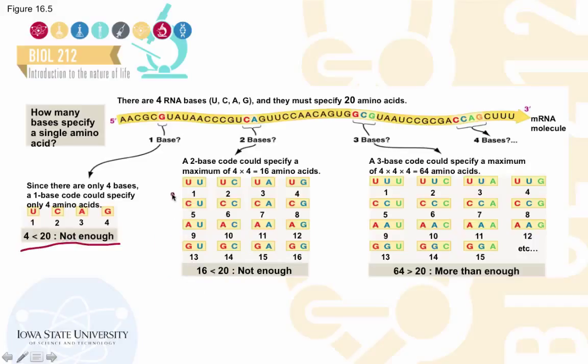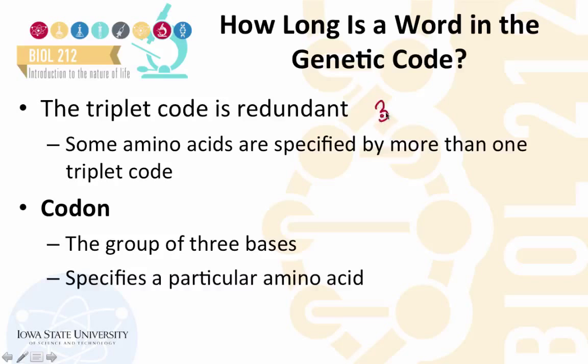If a 2-base code was used, then there would be codes enough for 16 amino acids, which is still less than 20. On the other hand, if a 3-base code was used, there would be more than enough codes, 64, for 20 amino acids. So they hypothesized that a 3-base code was used to specify amino acids in order to build proteins. This 3-base code is known as the triplet code.